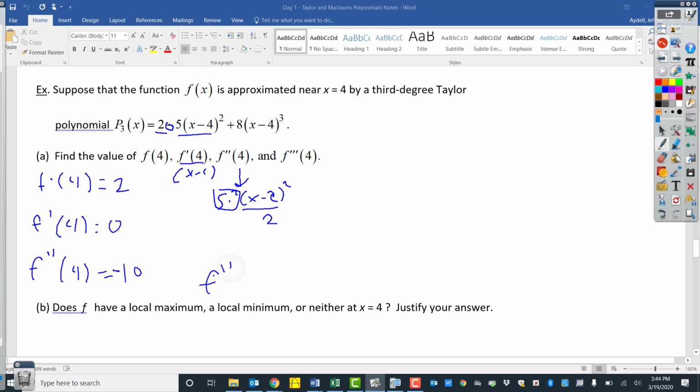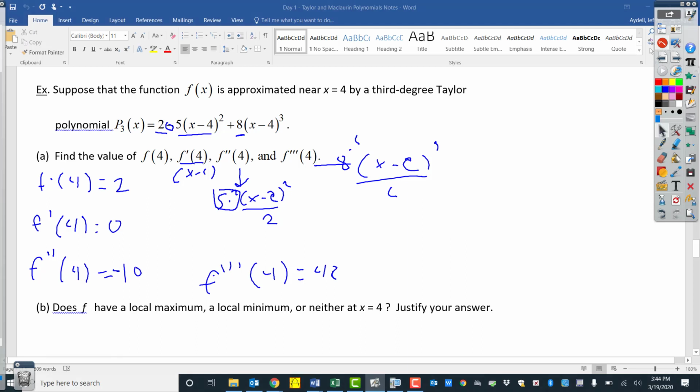And lastly, we have the third derivative. Similar thing happens here. Normally this would go with x minus c cubed and divide by 6. And so we have an 8 right here. But to get it to just end up with 8, we'd have to multiply by 6. So the number that's actually there is 8 times 6, which is 48. Okay?